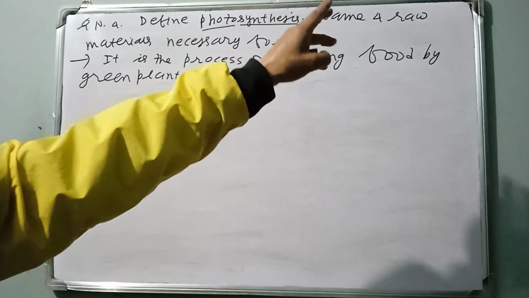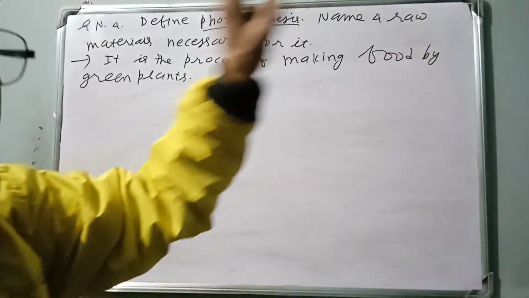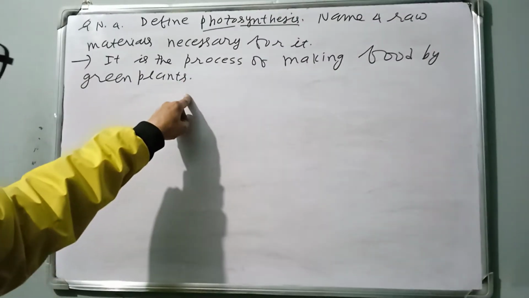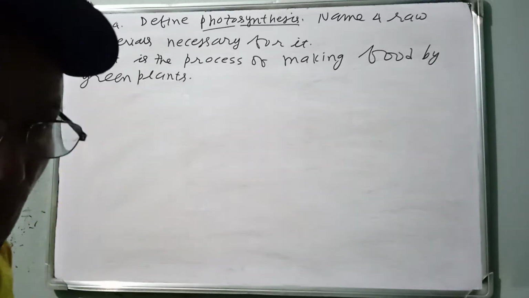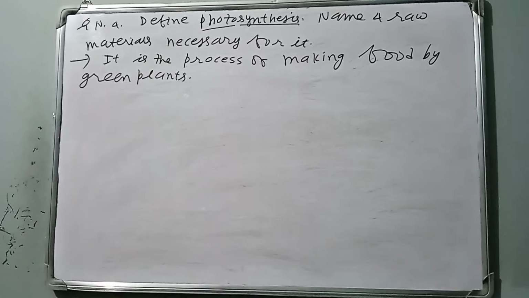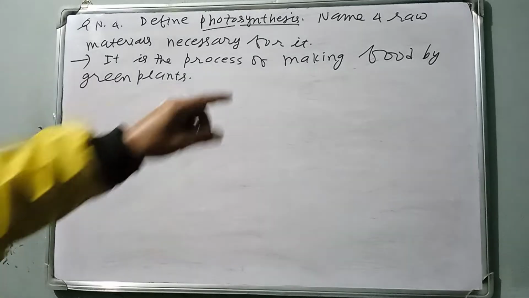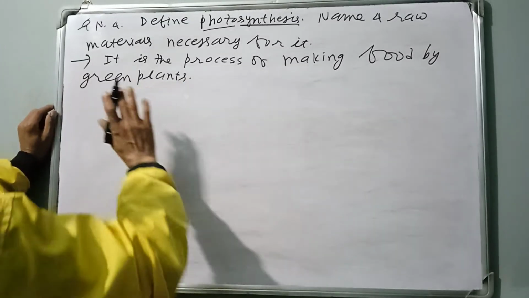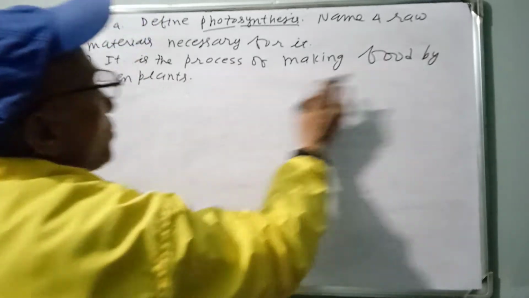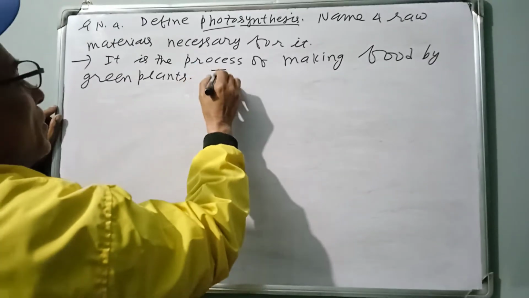But since you have to write down 4 raw materials needed for it, I will write them down. And I will also write down a balanced chemical equation, which is very important. Although it may not be asked in class 8, it is important. It is the process of making food by green plants.